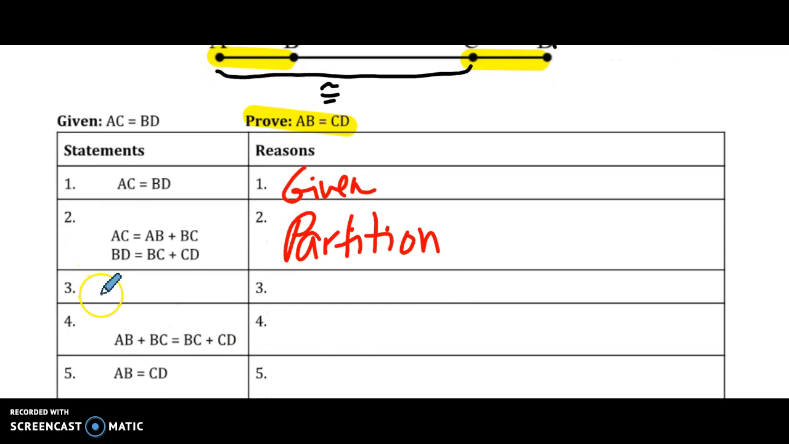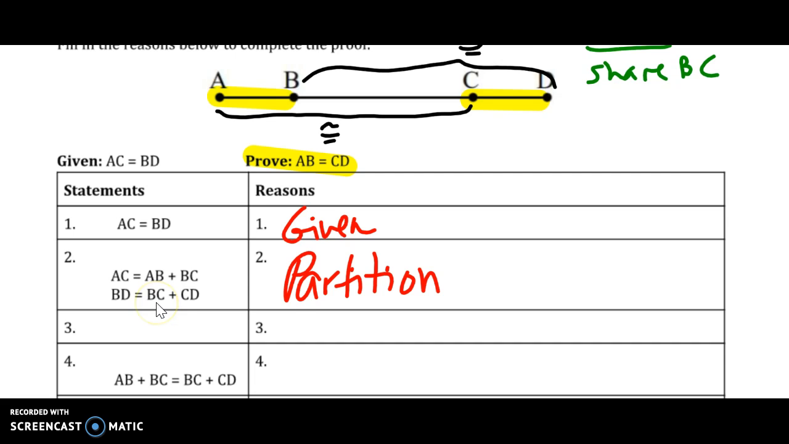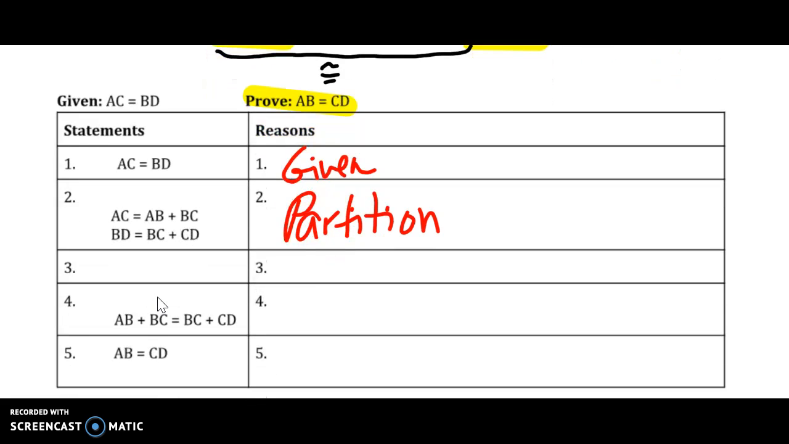Your table was missing a statement, which is important for this proof. So you can add it in. I apologize for that ahead of time. So we're going to say that BC is equal to itself, and that is reflexive. Right? Anything equal to itself is reflexive. So why can we set these two items equal to each other? So they're saying that AB plus BC equals BC plus CD.